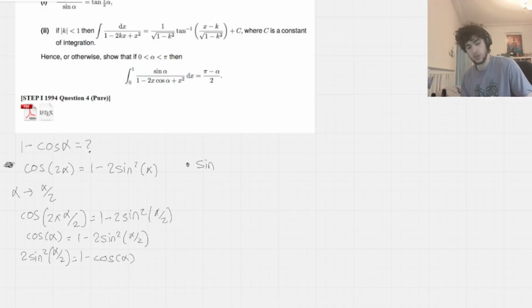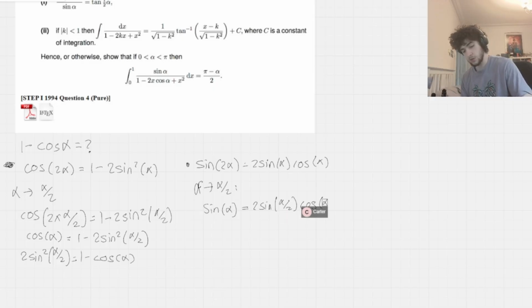Similarly, since we looked at cosine 2 alpha here, you might as well also look at sine 2 alpha. So obviously sine 2 alpha is equal to 2 sine alpha cosine alpha, right? And again, we can do the same trick, bring alpha to alpha over 2. And this gives us sine of 2 times alpha over 2, which is alpha, is simply equal to 2 sine alpha over 2 cosine alpha over 2.